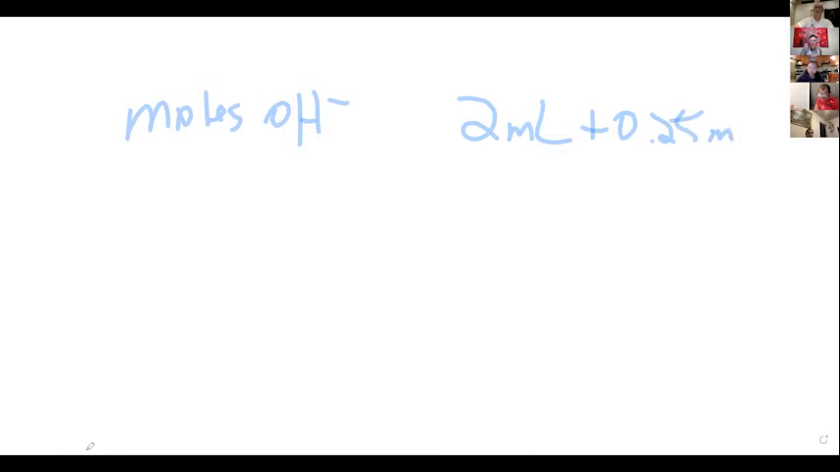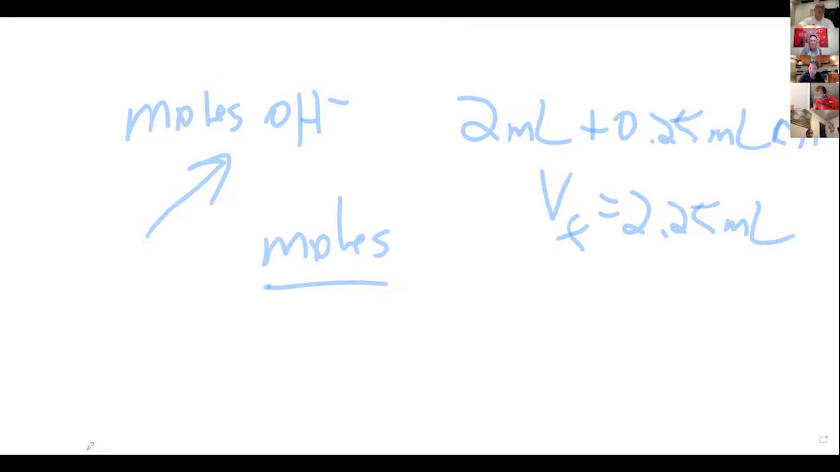Well, if you figure out how many moles of hydroxide are left over, your volume is going to be the same as before, 2 mL of solution, and you added 0.25 mL of hydroxide to it. So your final volume is going to be 2.25 mL. You figure out how many moles of hydroxide you have, divide it by the volume in liters, and you figure out what the molarity of hydroxide is.